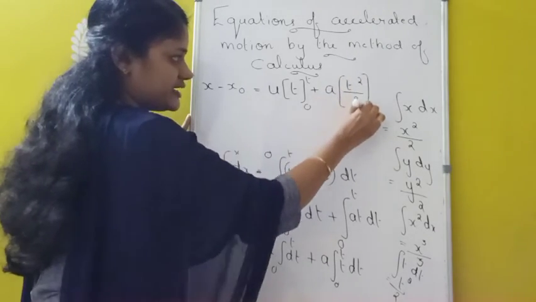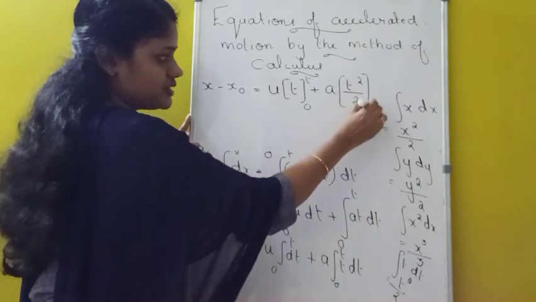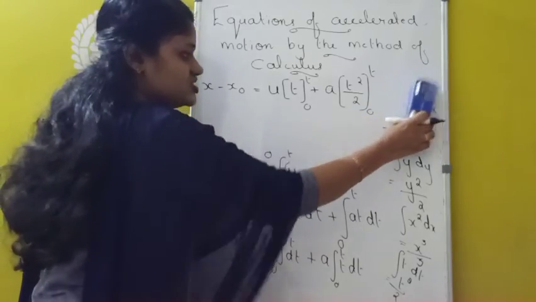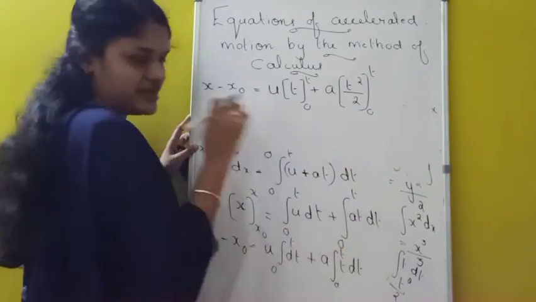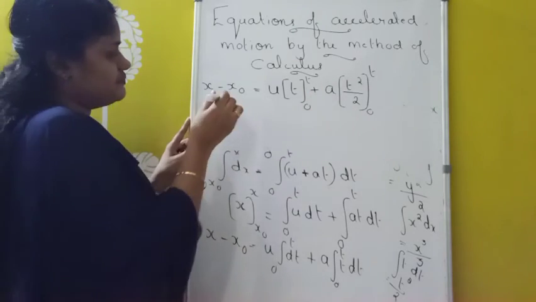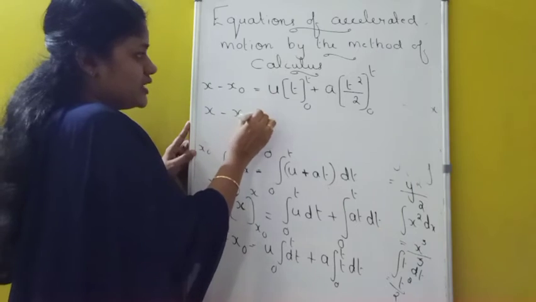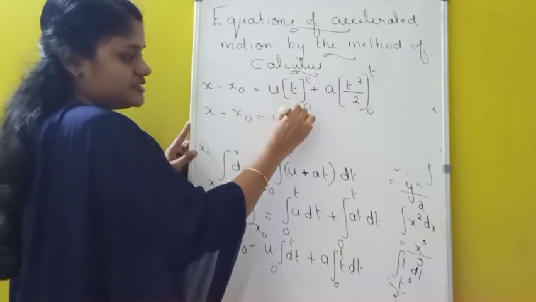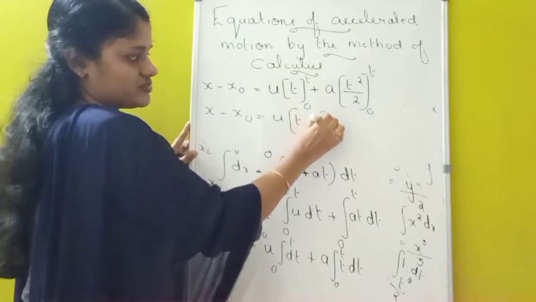Put a square bracket and put the limit. What is the limit? Lower limit is 0. Upper limit is t. So integral t dt, what is the answer? Integral t dt is t square by 2 and put the limits. Now again left hand side we have x minus x0 equals u into, put the upper limit. What is upper limit? t minus lower limit 0.